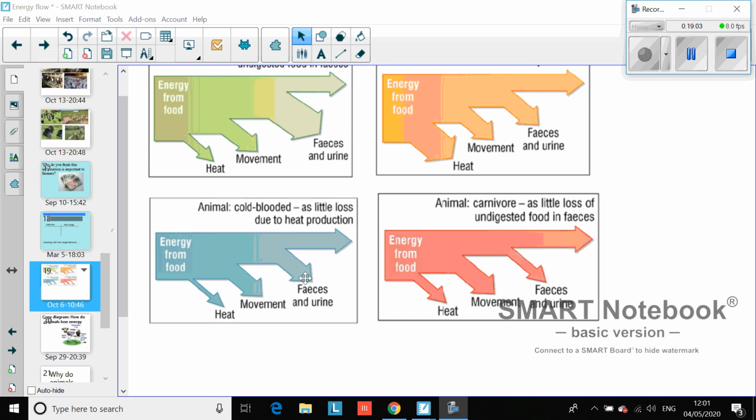So an example might be a fish that eats other fish, or it might be, say, a frog, which eats flies. Okay, and then finally, this animal is a carnivore, with little loss of undigested food as feces. So again, we can see that there. It moves and it's cold-blooded. Okay, so again, you could probably think of an example of that.